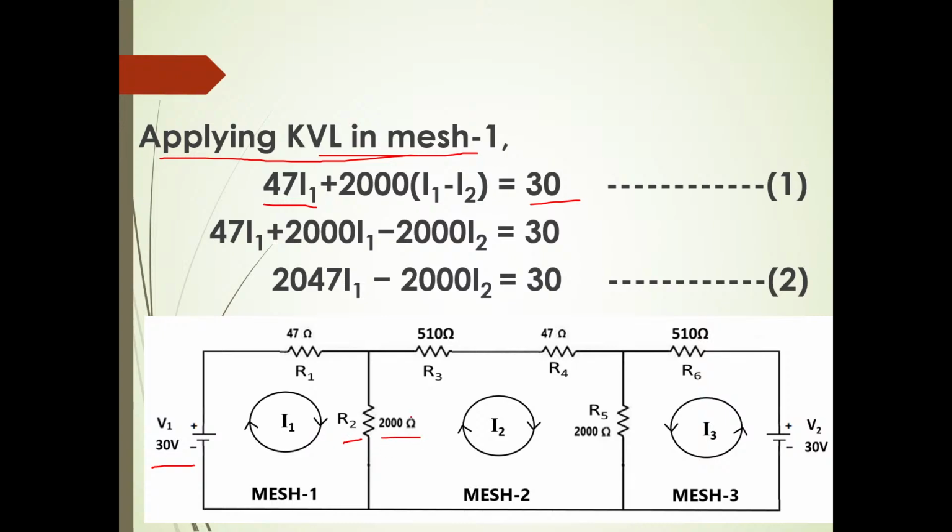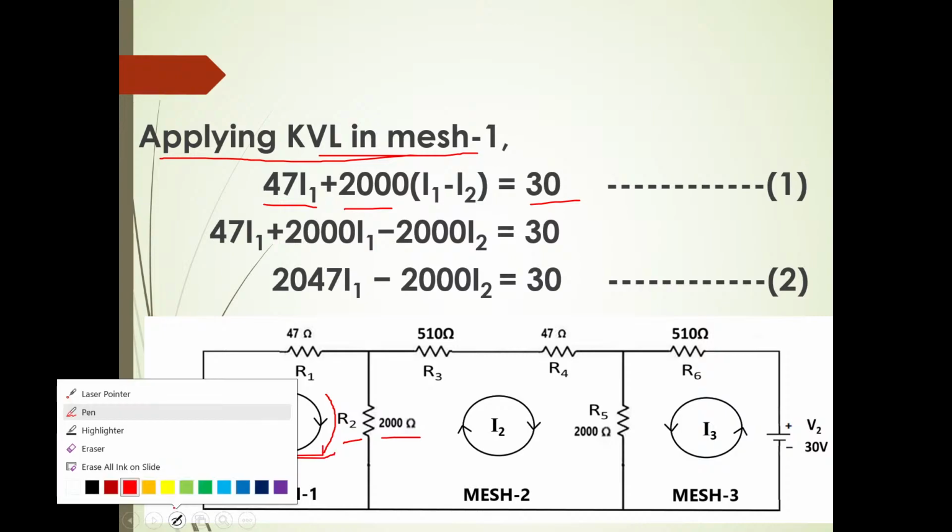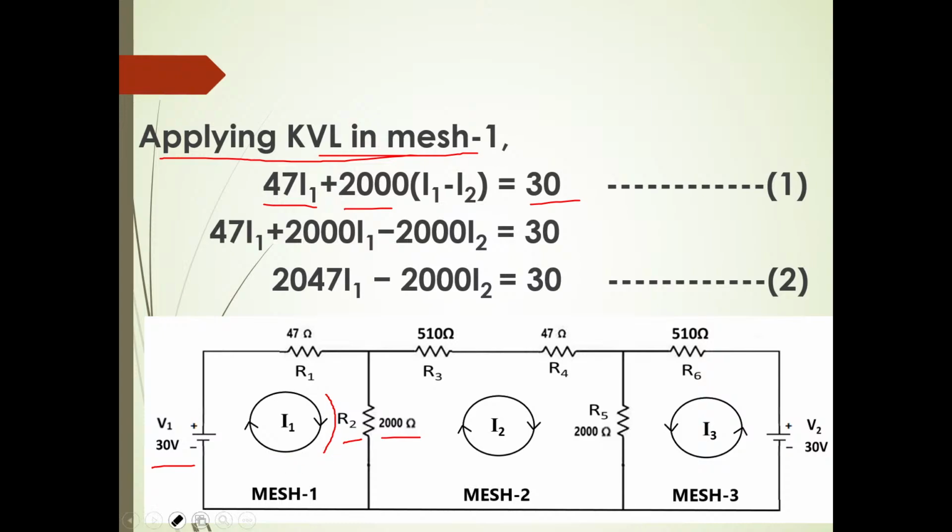R2 value is how much? 2000 ohms. Observe that this 2000 ohms is in between mesh 1 and mesh 2. So just observe the directions of both loop currents beside this 2000 ohms. This current direction is downward. What about the other current direction? I2 current direction is upward. So both current directions are opposite to each other. Therefore, differential current will flow through 2000 ohms.